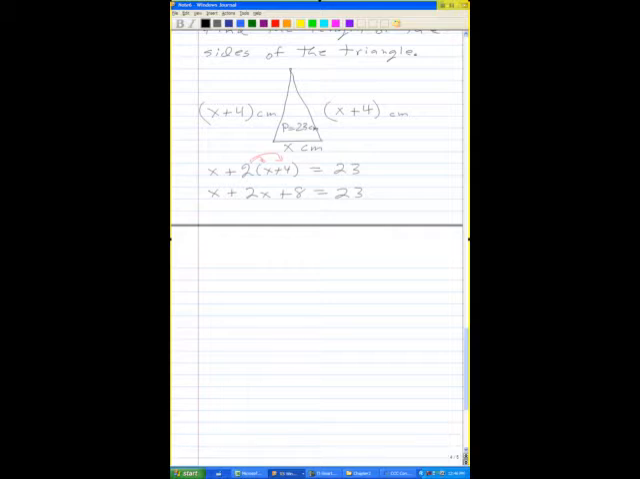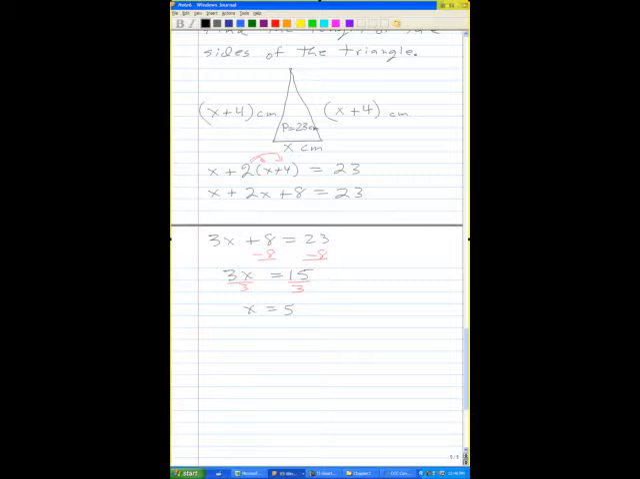Let me combine like terms. So 3x plus 8 equals 23. Subtract 8 from both sides of my equation. So 3x is equal to 15. Divide both sides of your equation by 3. And so x is equal to 5.